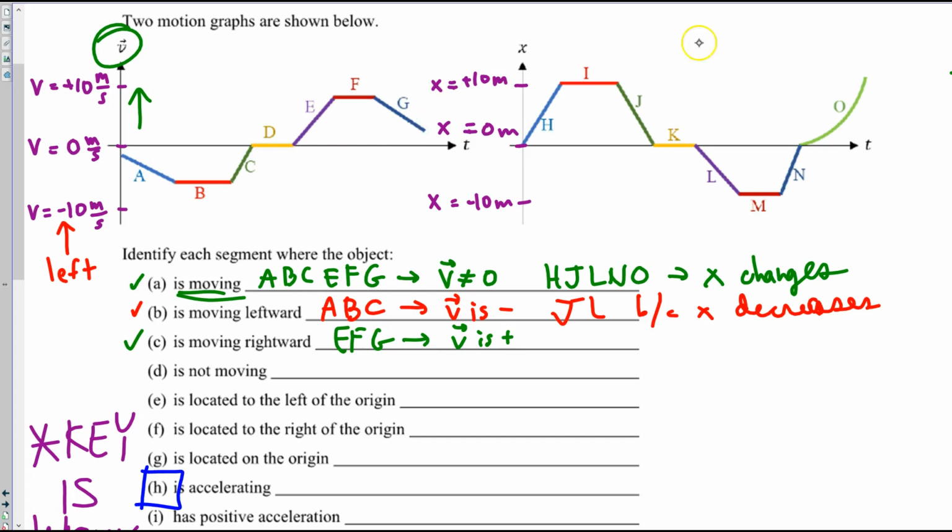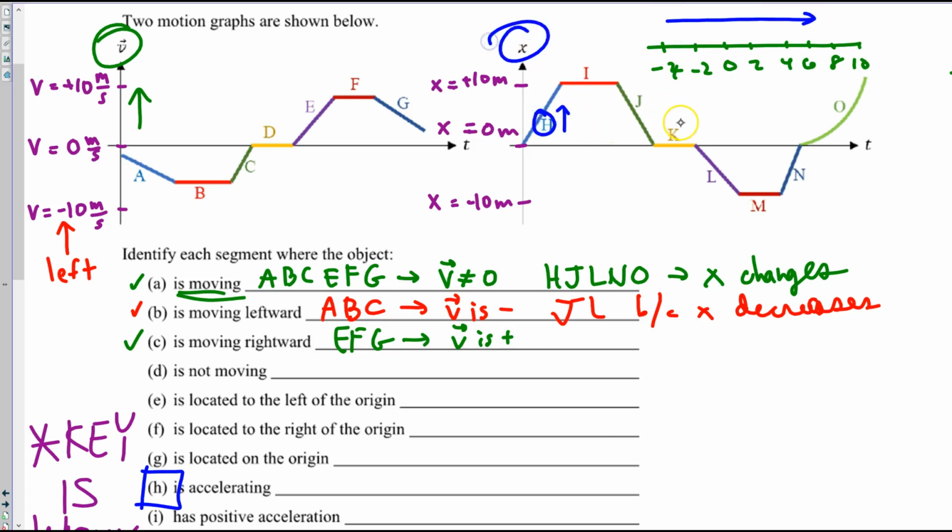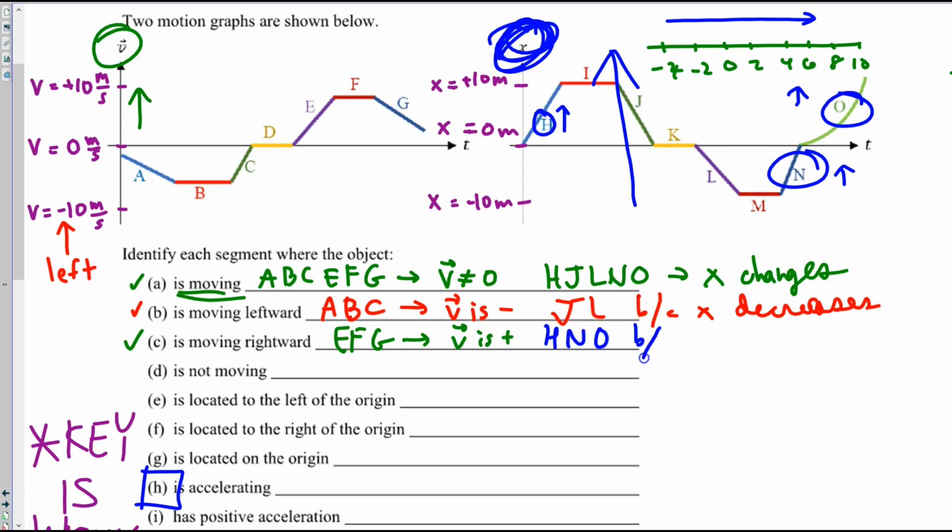How about the other graph? We are moving to the right. Think about the number line. Here's my number line. -4, -2, 0, 2, 4, 6, 8. You're moving to the right, that's this way, if your position is increasing. H has an increasing position, O has an increasing position, and so does N. All of those are moving up the y-axis, up the position axis. H, N, and O. Position increases.